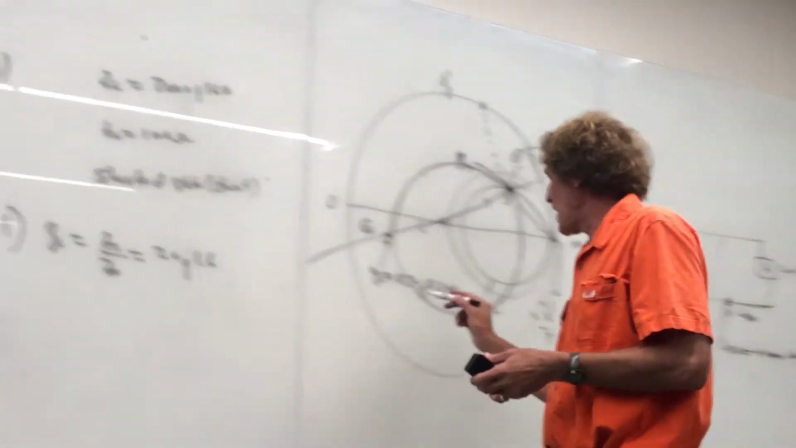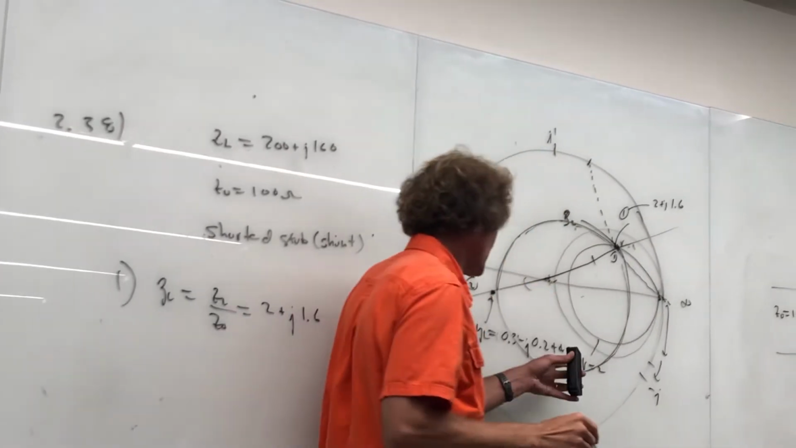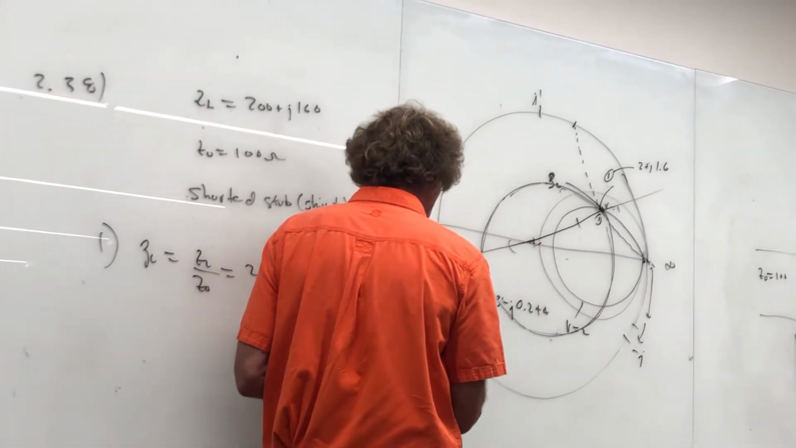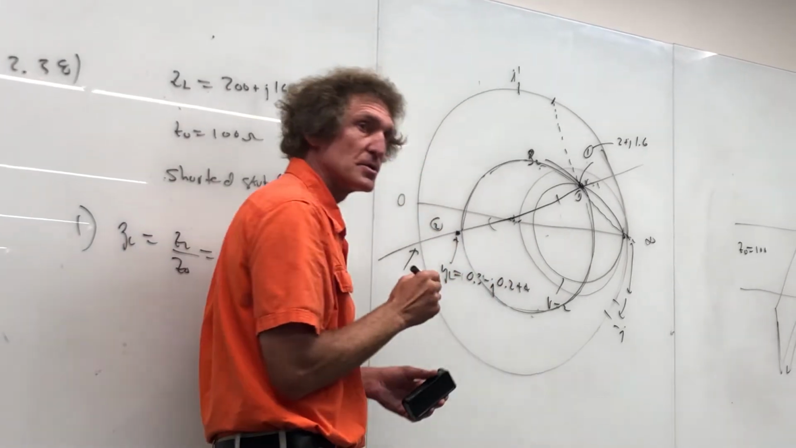I've got YL is 0.3 minus j0.224, and I need a mile mark here. Can you give me what this is in wavelengths towards generator?